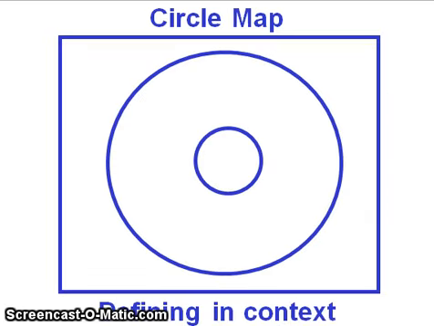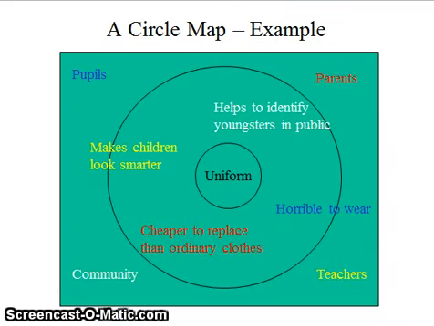The final map is the circle map, and this can be used instead of a brainstorm or spider diagram. And students are asked to define an entity and then also asked to think about the contexts within which they have defined it. So here we have examples of uniform, and then students have had to color code the context within which they have attempted to define the uniform.